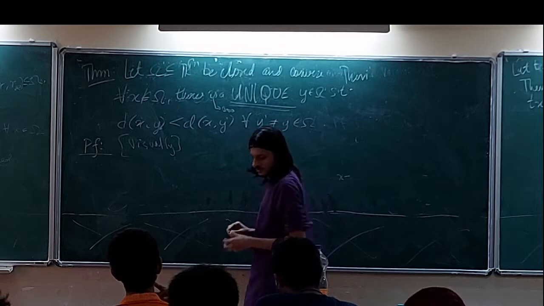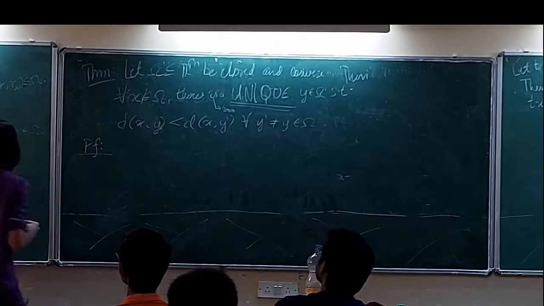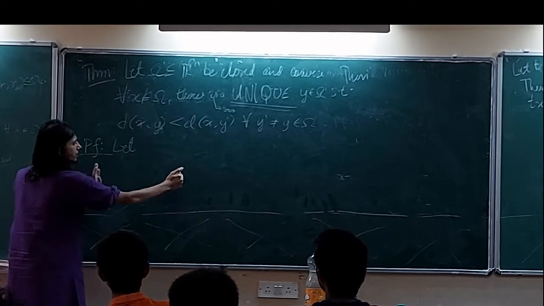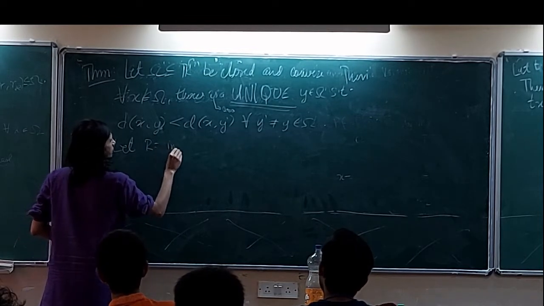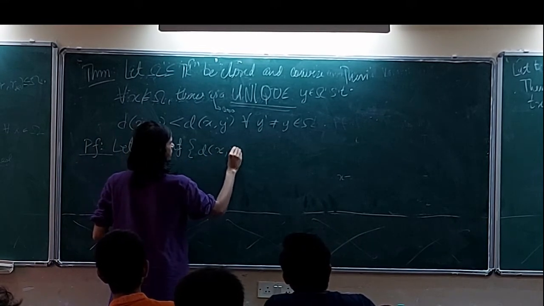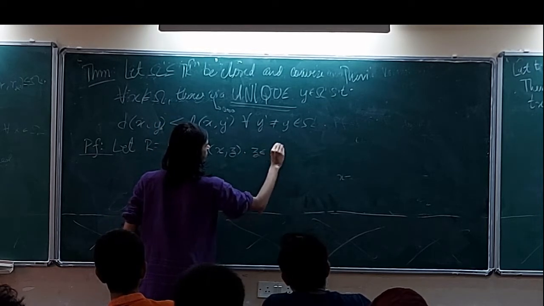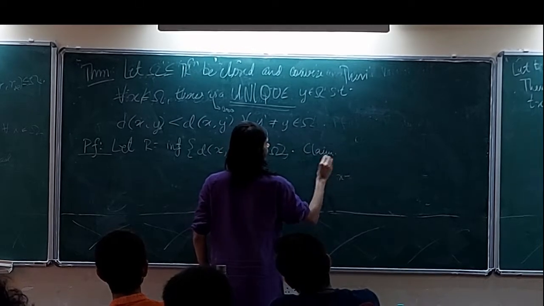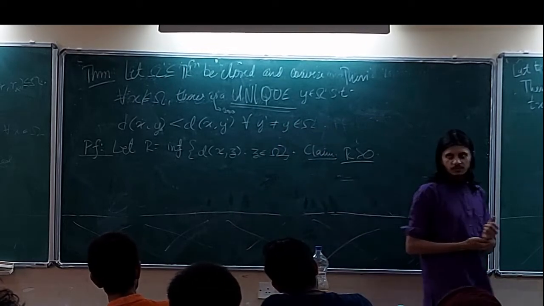So that was usually the proof. First we start by quantifying that distance. Let's give that distance a name. So let r be the smallest distance from a point to another. Let me first state the claim: r greater than 0. Can somebody quickly tell me why r is greater than 0?